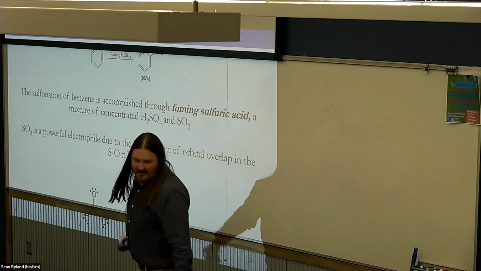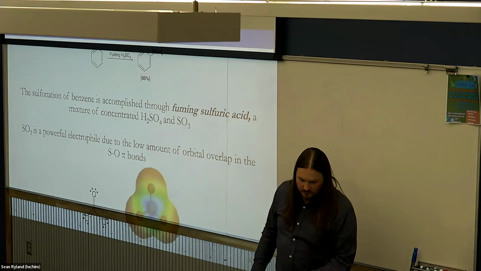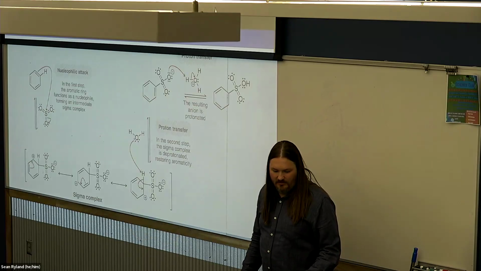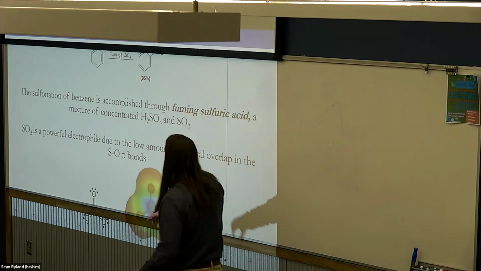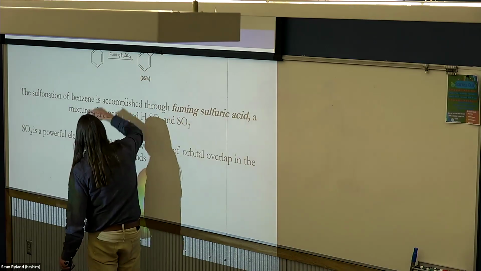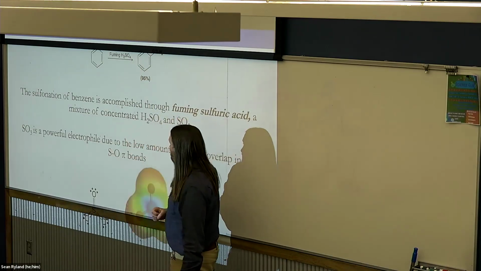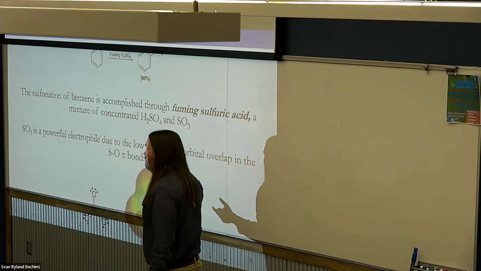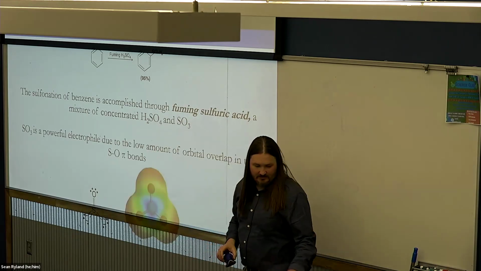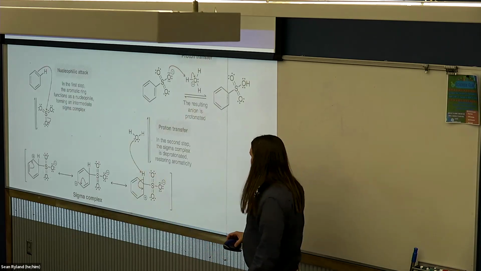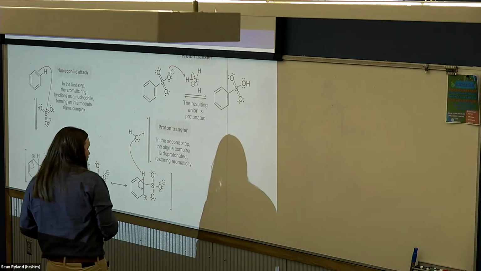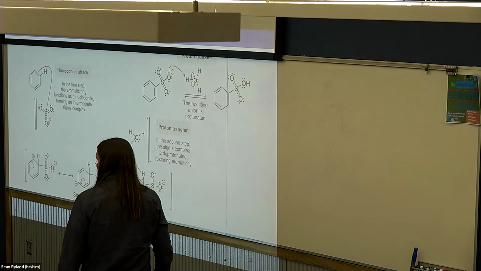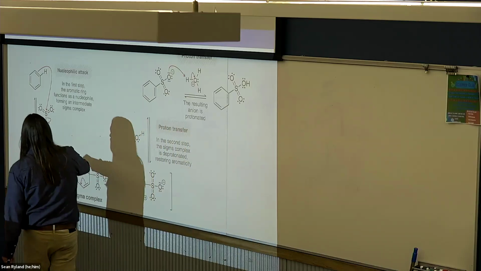So same basic idea here. Our SO3 is the electrophile. So you have to know that fuming H2SO4 means it's got SO3 in it. Okay. And we're just going to use SO3. So there's no mechanism step to draw to make the electrophile in this case, because the fuming acid has SO3 in it. Exactly. So that's what makes it fuming.